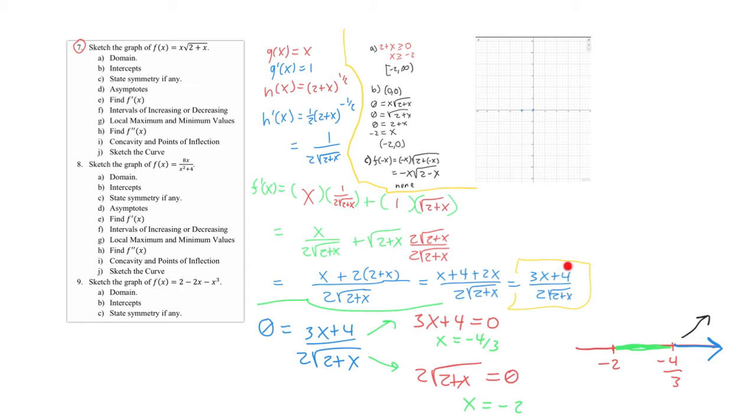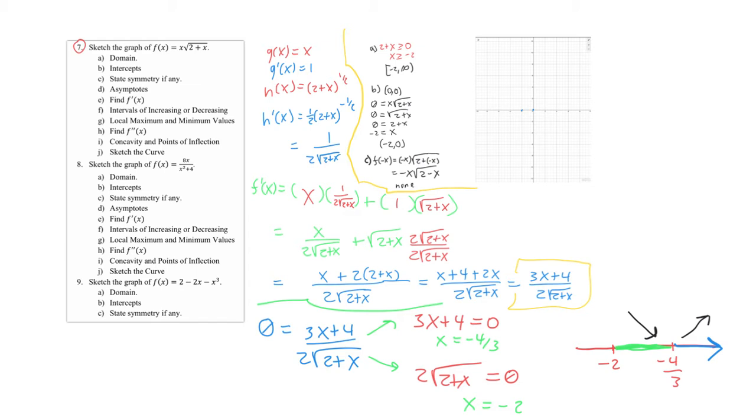So the bottom line is the top would be a negative number, and the bottom would be a positive number. And then that would lead to a negative decreasing situation. So we know that this graph is decreasing from -2 to -4/3, and it's increasing from -4/3 to infinity.